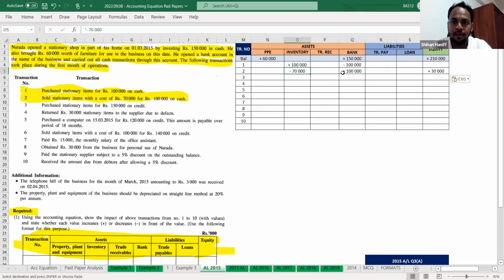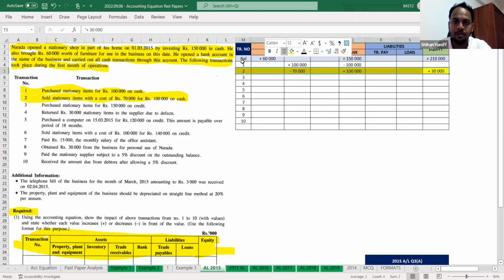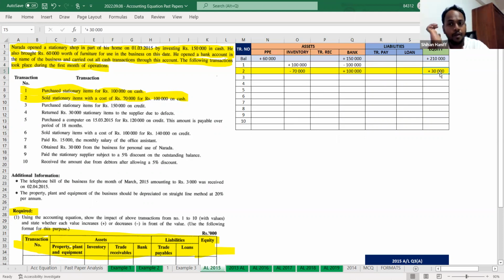Inventory minus 70,000, bank plus 100,000, equity plus 30,000.